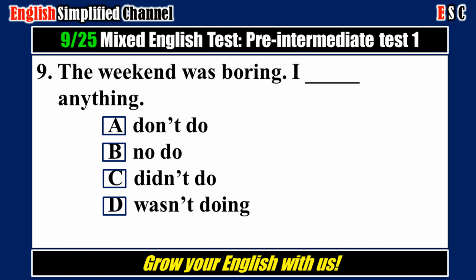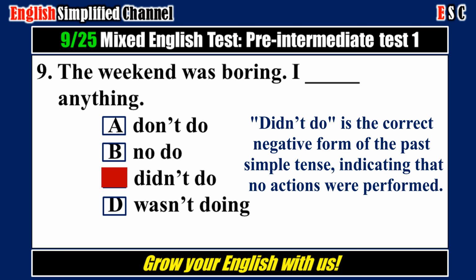9. The weekend was boring. I, blank, anything. A. Don't do. B. No do. C. Didn't do. D. Wasn't doing. Nine. The weekend was boring. I didn't do anything. Answer C. Didn't do. Explanation. Didn't do is the correct negative form of the past simple tense, indicating that no actions were performed.